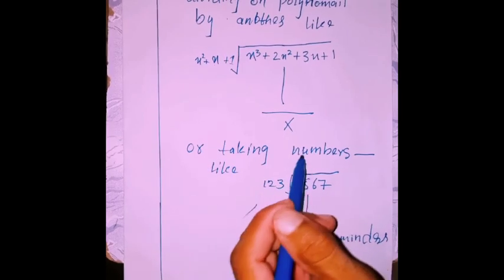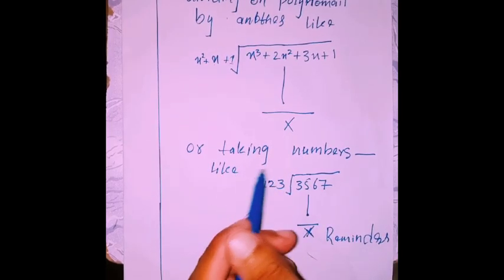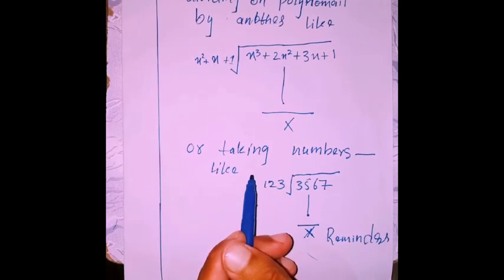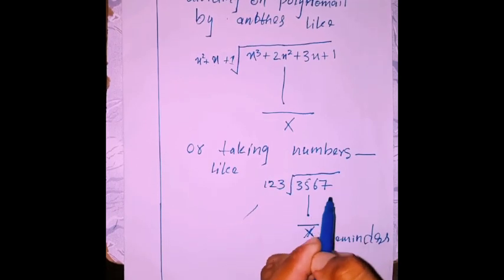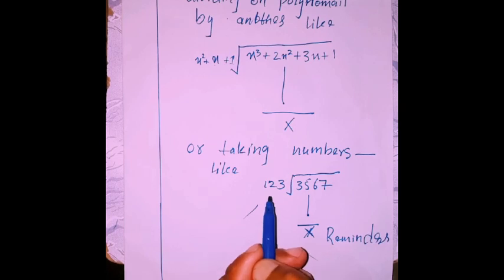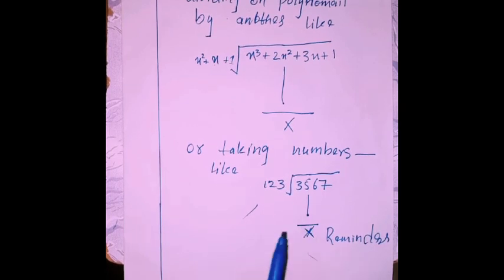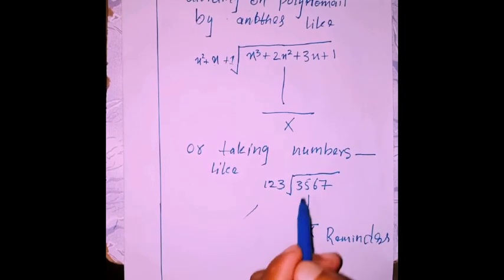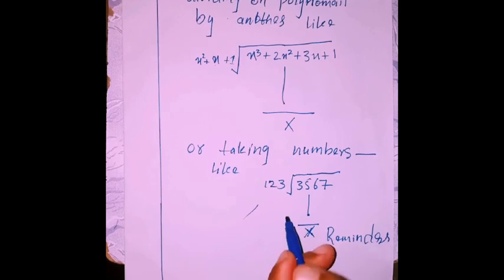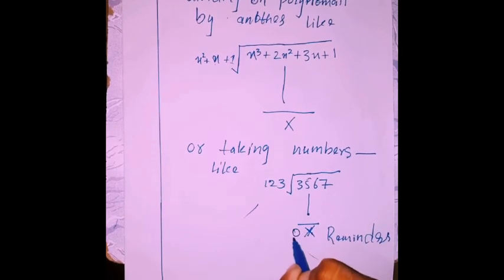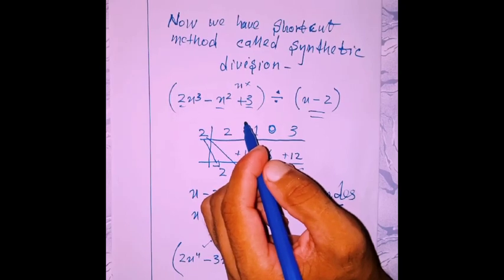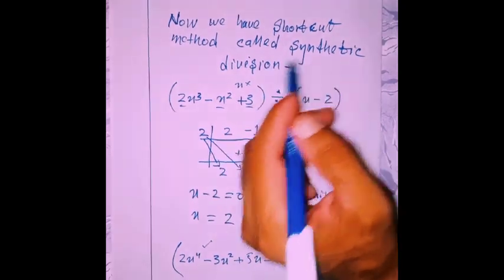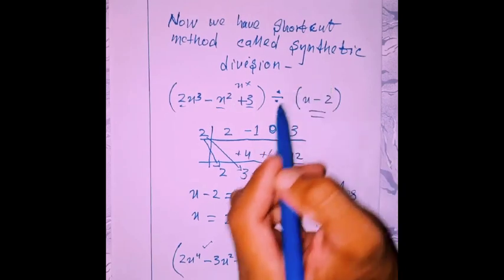Or taking numbers, as we know, if we take a very large number like 3567 and divide by 123, we are already familiar with this process. We do it until we get a remainder that is 0 or some number. Long division sometimes becomes so difficult, so that's why we use a shortcut method which we call synthetic division.